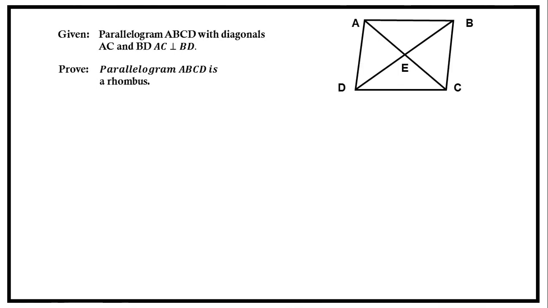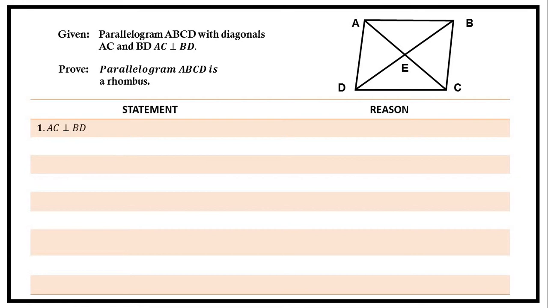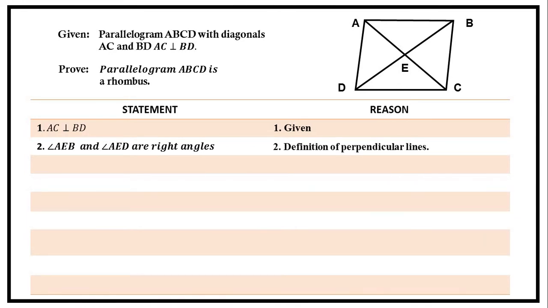Given parallelogram ABCD with diagonals AC and BD, AC is perpendicular to BD. Prove parallelogram ABCD is a rhombus. So we will prove this using a two-column proof. Statement 1, AC is perpendicular to BD. Reason is given. Statement 2, angle AEB and angle AEB are right angles. Reason is definition of perpendicular lines.